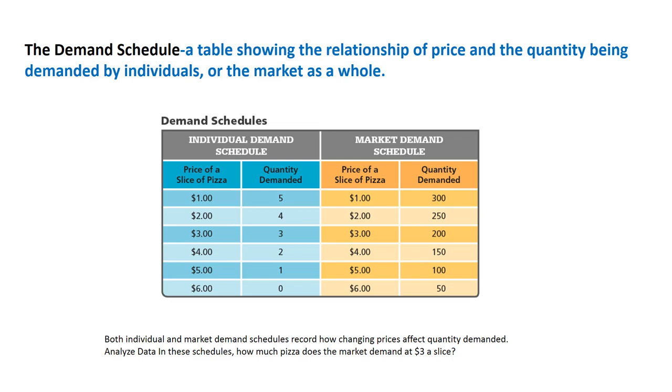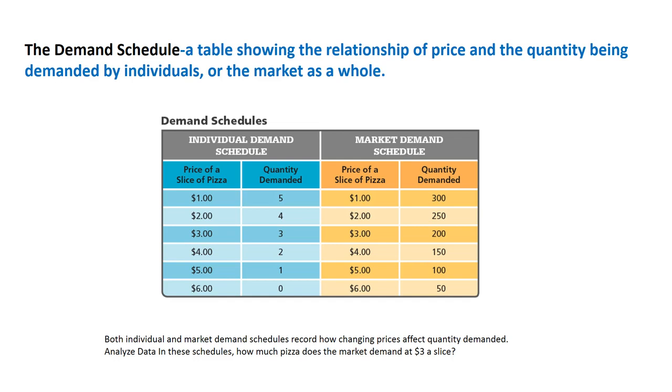Now you'll see that there's two different schedules here. There's an individual demand schedule and a market demand schedule. Individual schedule is the measurement of what one person would purchase, and a market demand schedule is what all the consumers in that particular market would purchase. Typically, we're going to look at a market demand schedule just because it gives us more data.